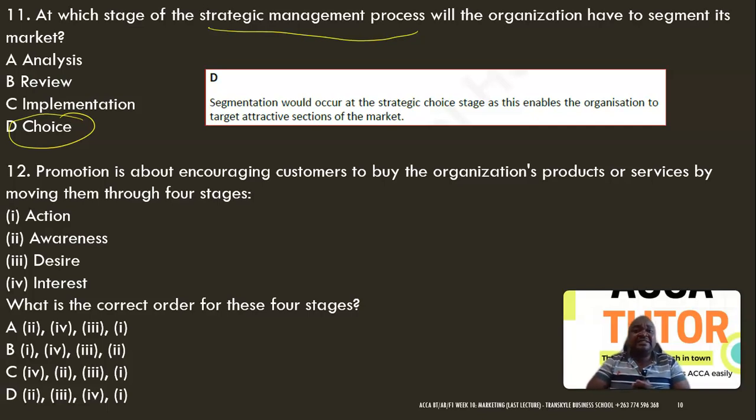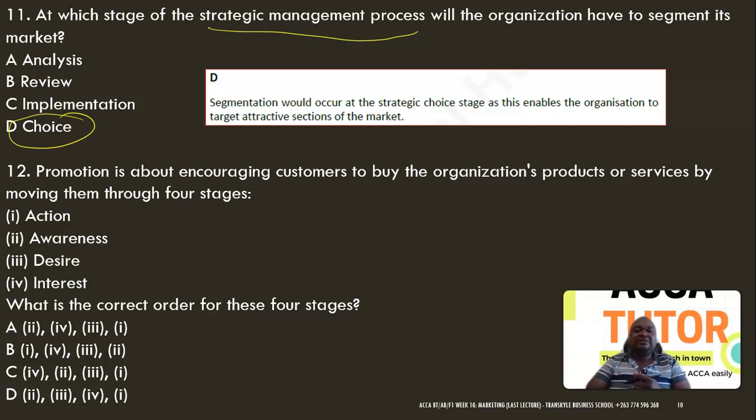Segmentation would occur at the strategic choice stage as this enables the organization to target attractive sections of the market. Like I said, we would have reached a certain stage in our business practices where we then say, fine, we have got the market before us, but we need to earn more. We need to capitalize on the highest possible market. So we can then segment our offerings this way.